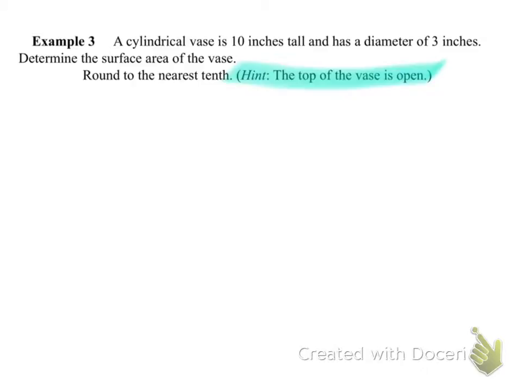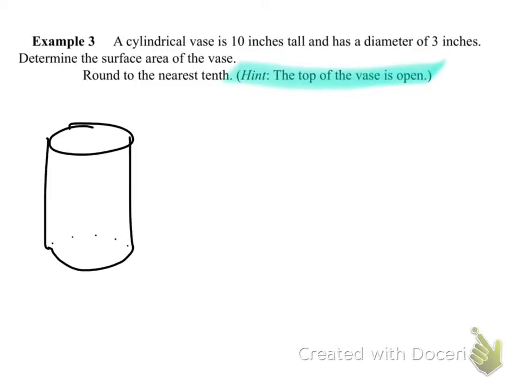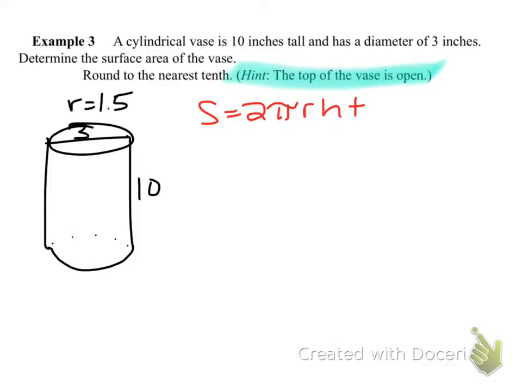So the first thing I need to do is draw this cylinder so I can see what I'm looking at. All right, and so it is 10 inches tall and 3 inches in diameter. So that's going to give me an r of 1.5. Now, remember, if I find the total surface area, that's going to be 2 pi rh plus 2 pi r squared. That is including both bases, top and bottom.